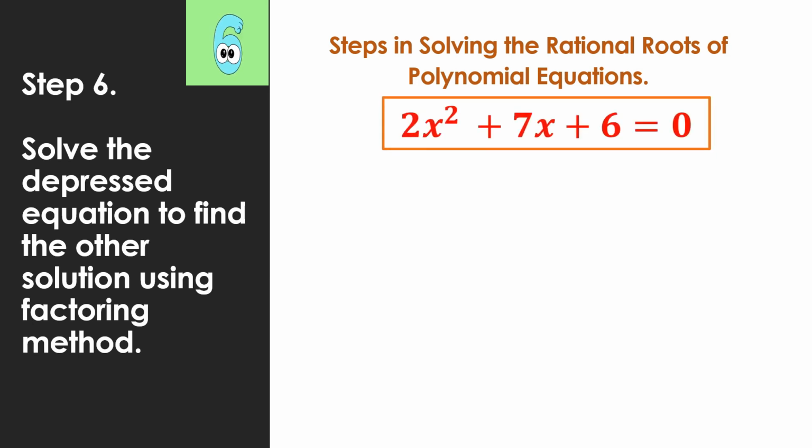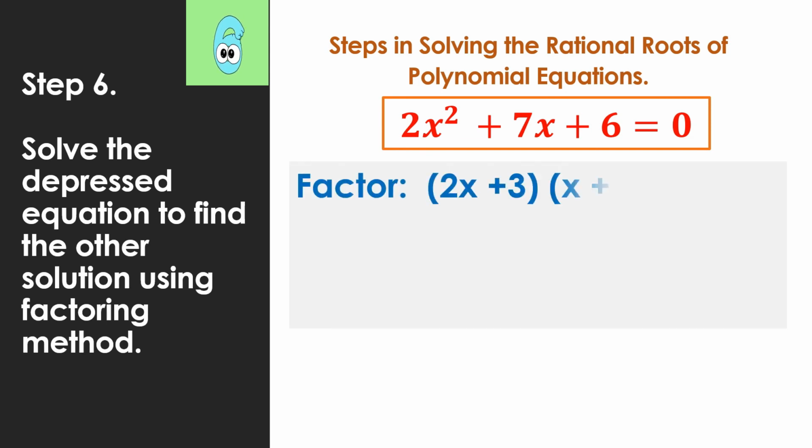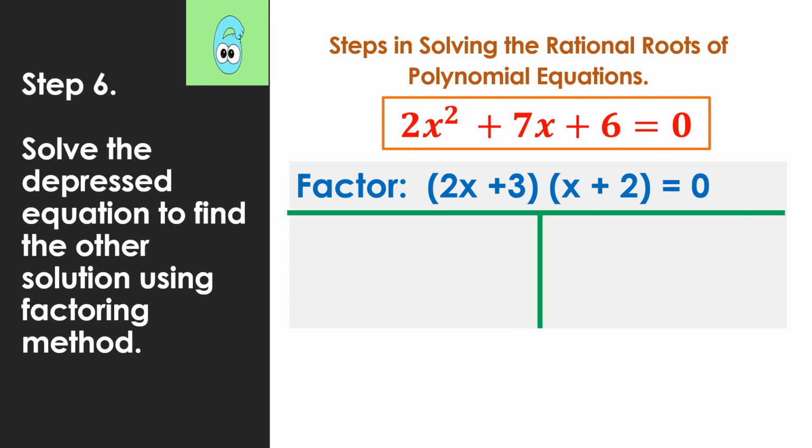Let's proceed to step number 6. Solve the depressed equation to find the other solutions using the factoring method. Again, the depressed equation number 2 is given as 2x squared plus 7x plus 6 equals 0. Now, since the given polynomial equation is now quadratic, we can get the solutions or the roots using the factoring method. So the factored form of 2x squared plus 7x plus 6 equals 0 is the quantity 2x plus 3 times the quantity x plus 2 equals 0.